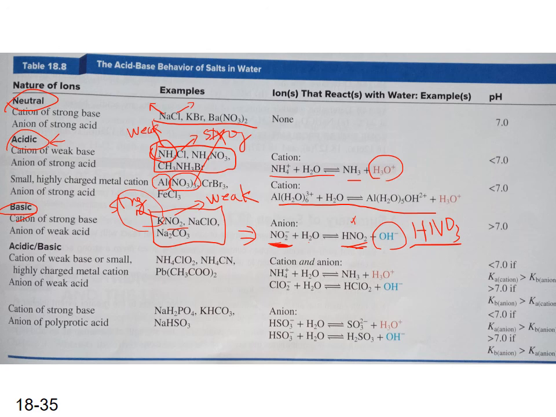Now if both sides come from weak acid and base, in this example, ammonium comes from a weak base. This is chloride, no, chlorite, which comes from chlorous acid. So this is weak, and this is also weak. They both react with water. In this case, you have to look at Ka and Kb, and see which one is stronger, which is the one that is higher.